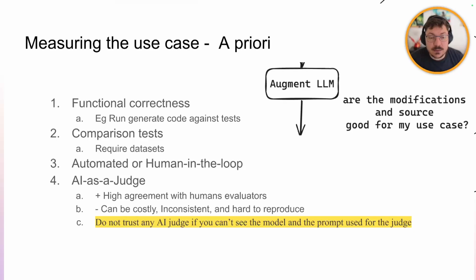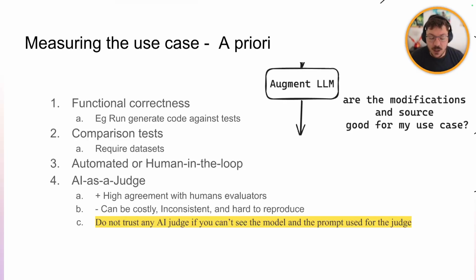And the last technique is AI as a judge, where you ask an AI model to test whether that answer that was given by your modifications, your augmented LLM, actually solves the problem or actually achieves what you're trying to achieve. The plus side is that it has high agreement with human evaluators. So some papers have analyzed this AI as a judge methodology, and in general, if the AI judge says it's good, a human will also say it's good.